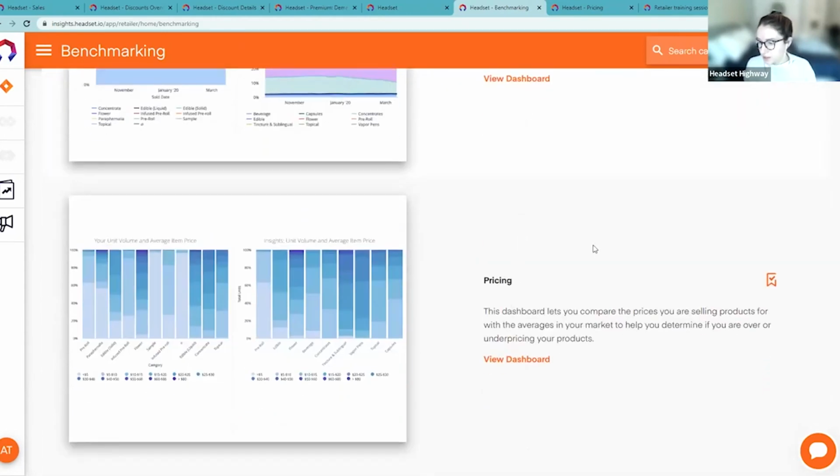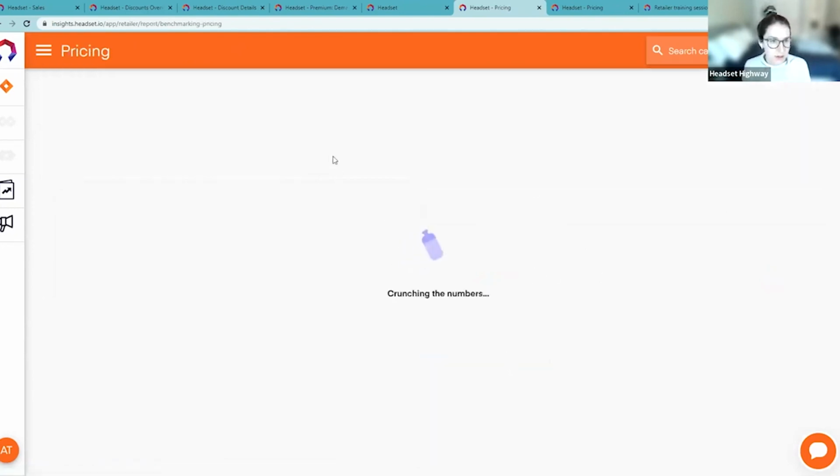So the pricing, you can use this dashboard if you want to see how other retailers are pricing their products in your market or a similar one. And some of the questions we really look to answer with this dashboard are things like, are your pre-rolls highly discounted compared to the market? Or could you be pricing your products at a higher cost and gaining more margin? So that sort of thing is what we're really looking to answer with this. If we go ahead and click on View Dashboard here, we're going to bring up our pricing.